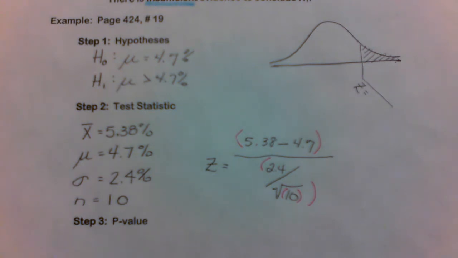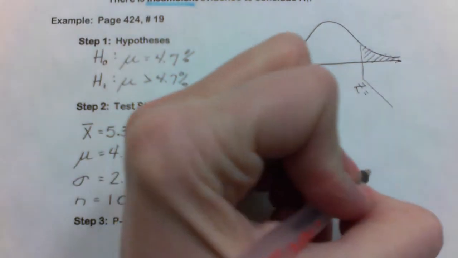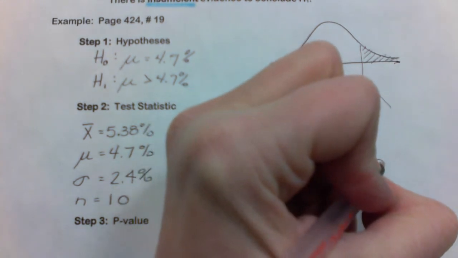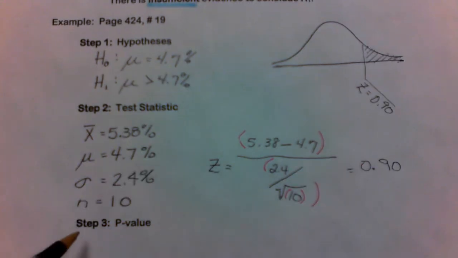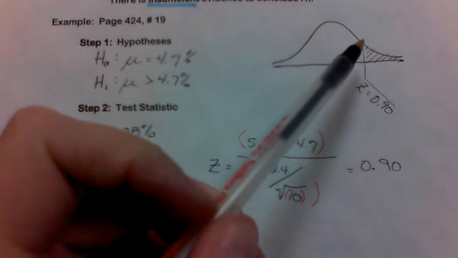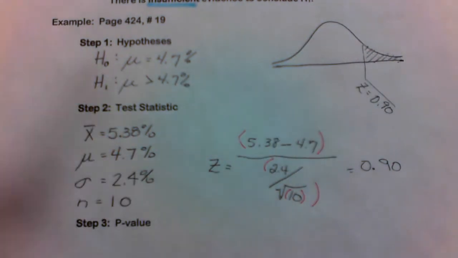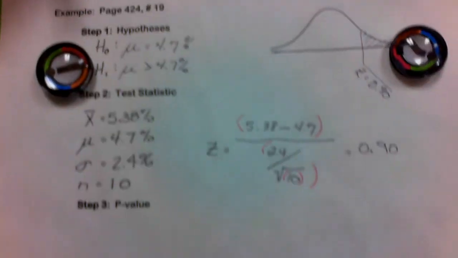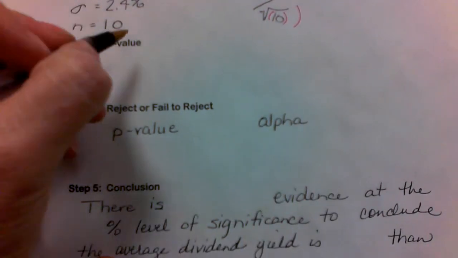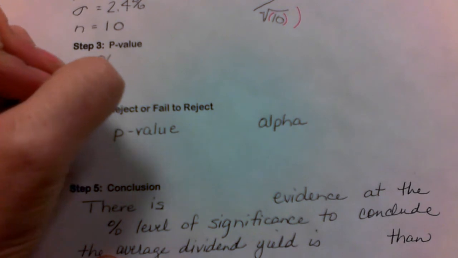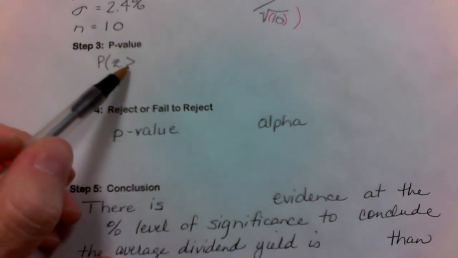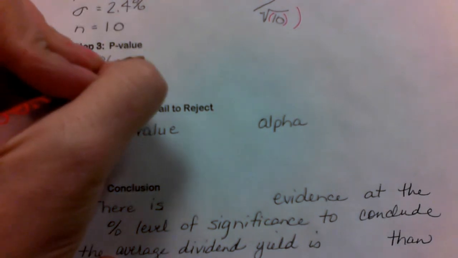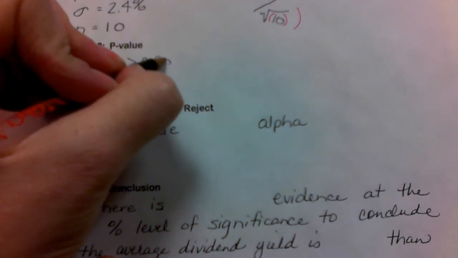And when you calculate and do normal rounding rules, you will get that the z-value is 0.90. So that tells me the z-value is 0.90. Now, remember, in step 3, we're going to find the probability value. Since I have a greater than in my alternate, that means when I calculate my p-value, I'm going to calculate the probability that z is greater than 0.90, because the alternate hypothesis is greater than, and the z-value we calculated was 0.90.